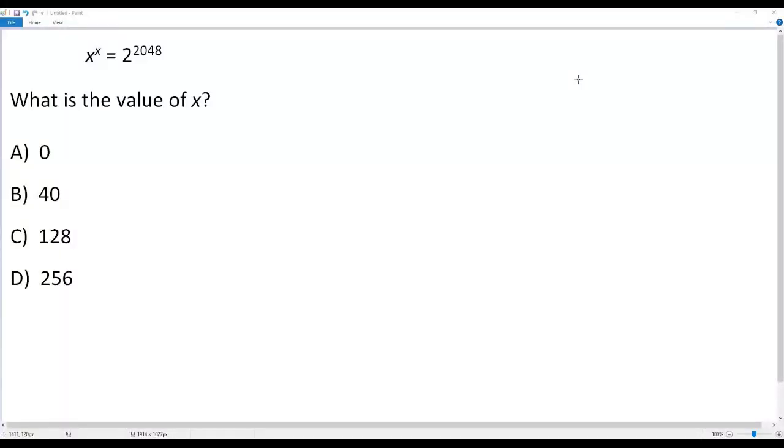Here we have a SAT math problem. Okay, let's go with the question. x to the power of x equals 2 to the power of 2048. What is the value of x? We have to solve for x in the given equation.